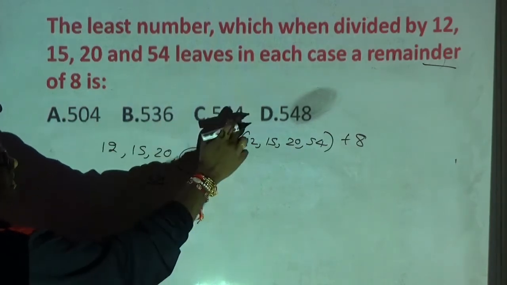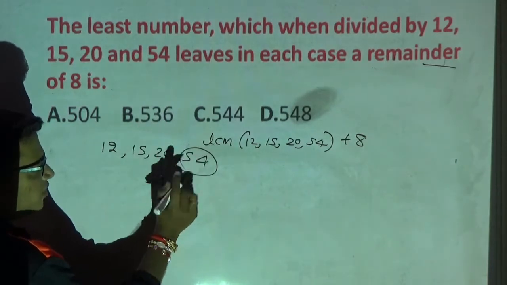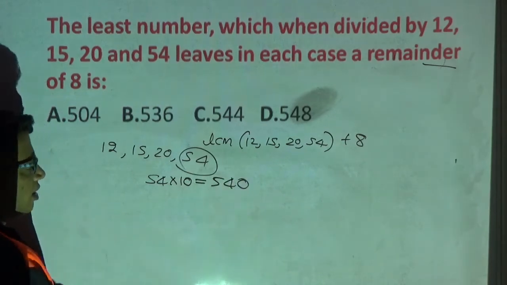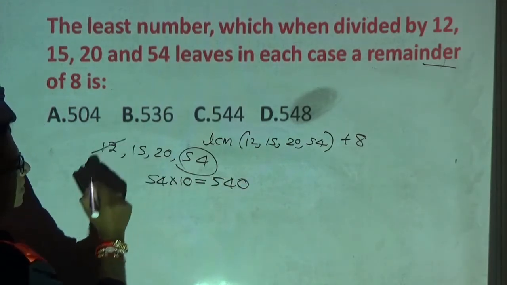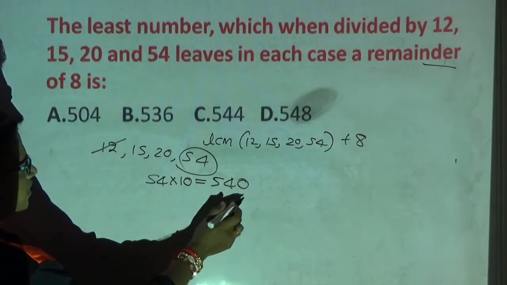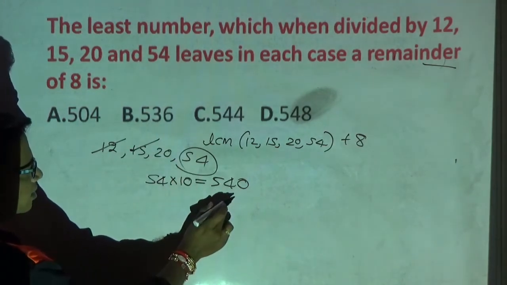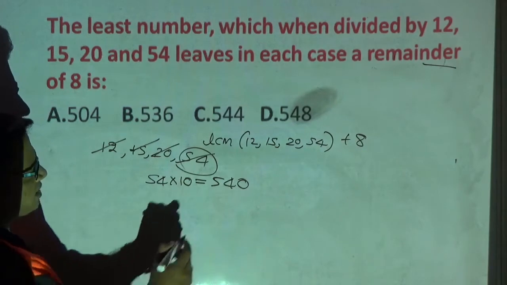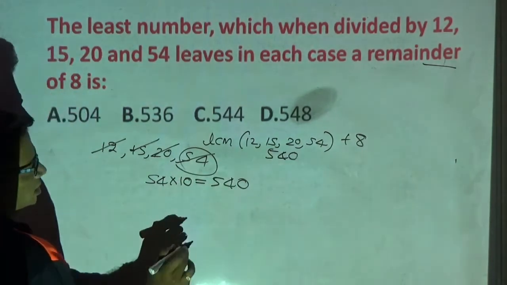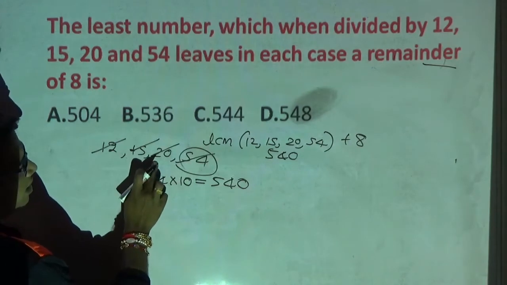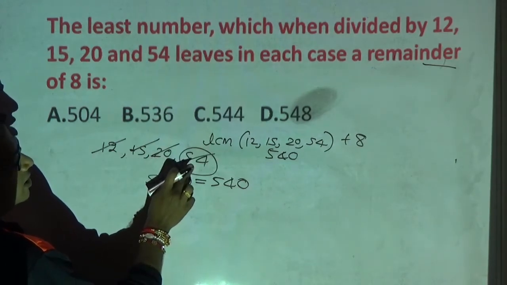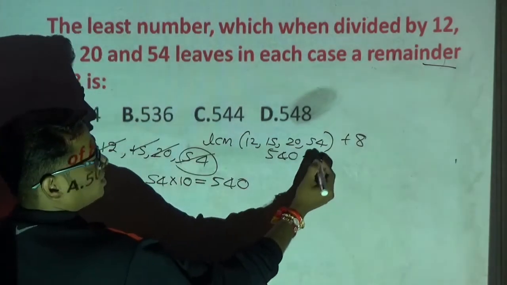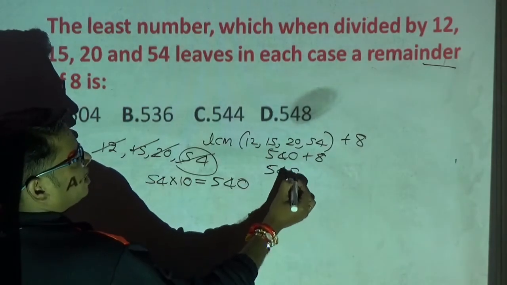If you look at the options, all numbers are above 500. So for 54, in order to get above 500, I multiply by 10. So it will be 540, correct? Now 540 is divisible by 12, yes. By 15, yes. By 20, yes. By 54, yes. So the LCM is 540. If I divide by these numbers, I will get no remainder. But if I want a remainder, I should add 8 to this. So the answer will become 548. That is option D.